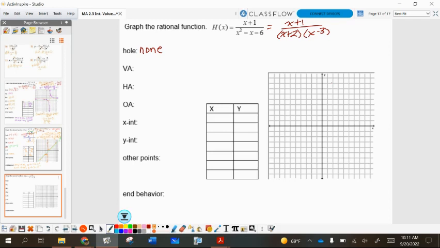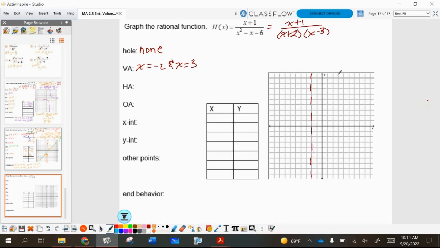Now, we have vertical asymptotes at whatever would make that denominator 0. So we have vertical asymptotes at x equals -2 and x equals +3. And you can put a semicolon between them. You don't have to put an and sign. You can just list them like that. Okay, so let's graph those. At x equals -2, we've got a vertical asymptote.